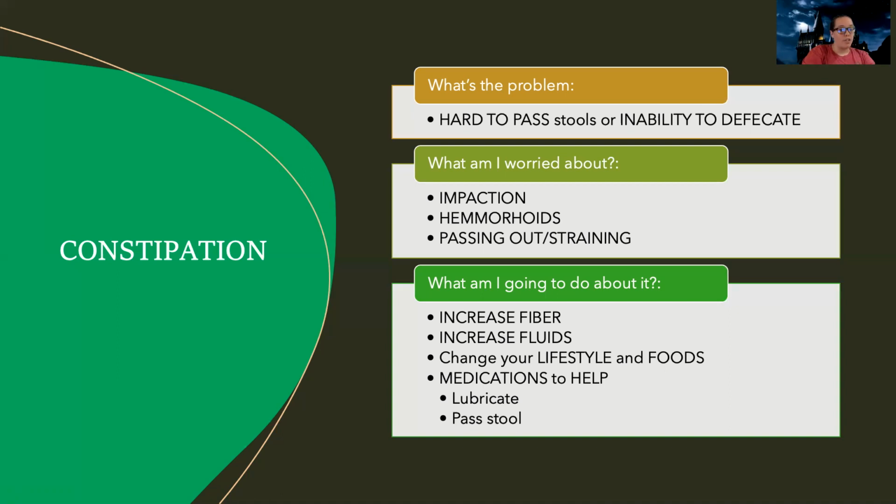I want them to change their lifestyles and their foods if there's things like that that's affecting their ability to have normal stools. I want to give them medications to help either lubricate or pass their stools, and there's a variety of them. You can check out the GI medications PowerPoint to learn more about this.